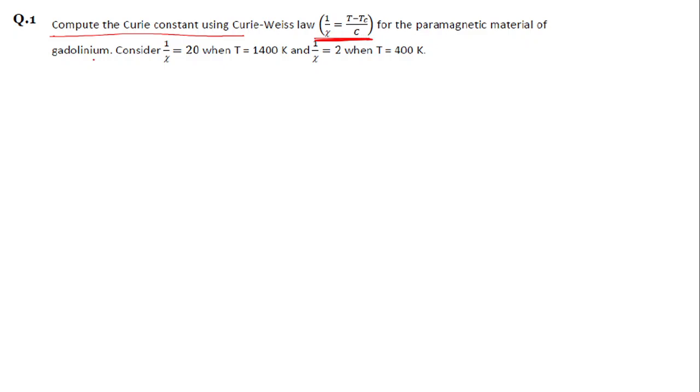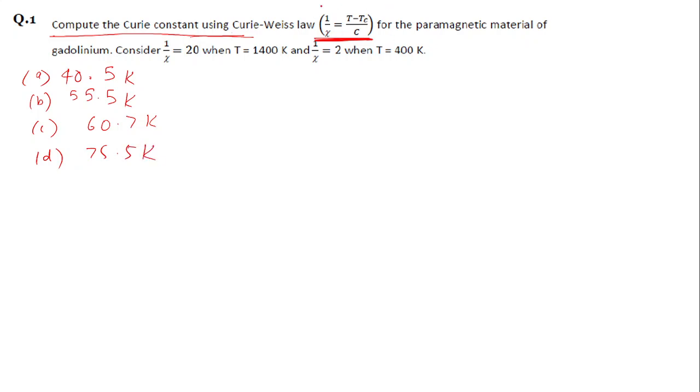For a paramagnetic material of gadolinium, consider 1 over chi is 20 when temperature is 1400 Kelvin, and 1 over chi is 2 when temperature is 400 Kelvin. So we have to find the Curie constant using this formula. Sorry, I missed giving the options. Options are A 40.5 Kelvin, B 55.5 Kelvin, C 60.7 Kelvin, and D 75.5 Kelvin. So let's see.